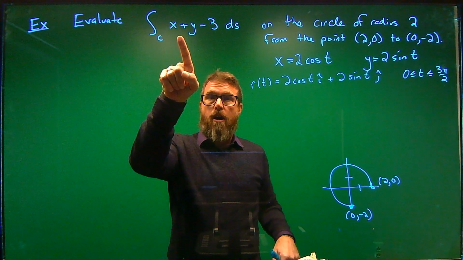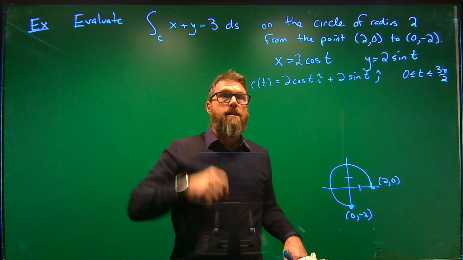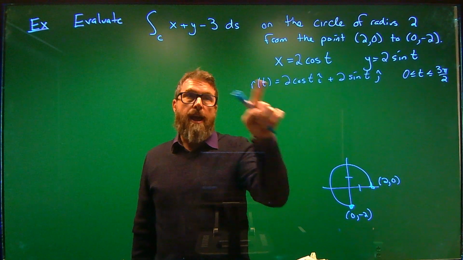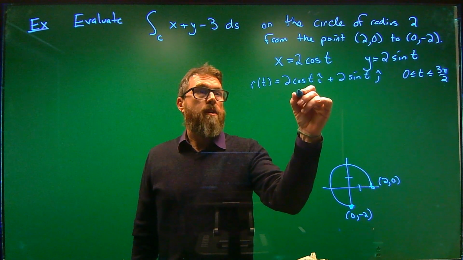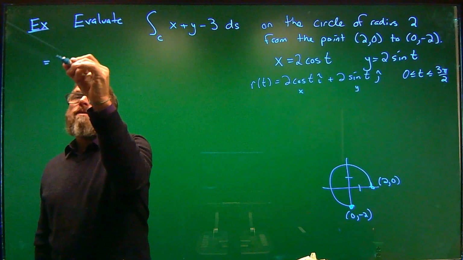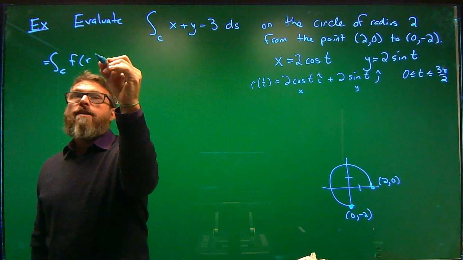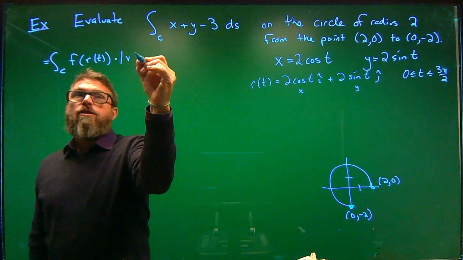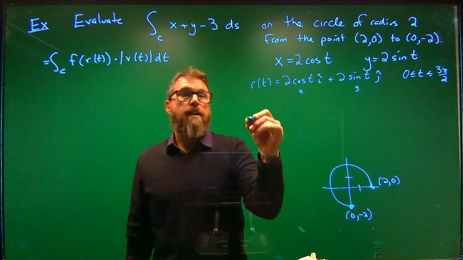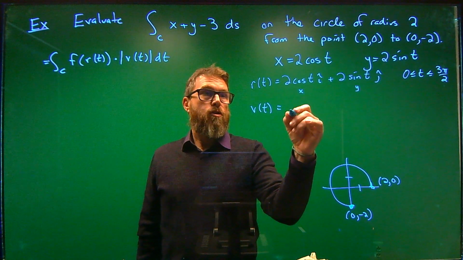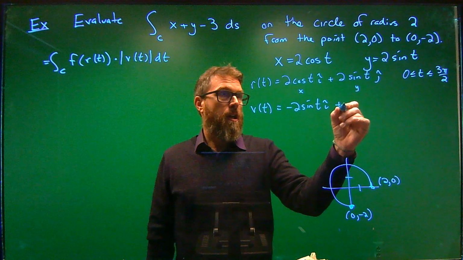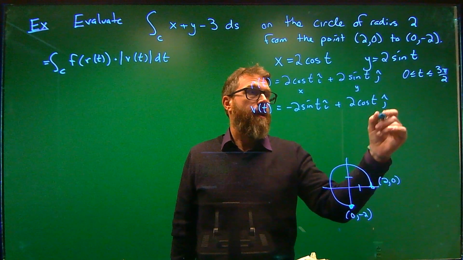Now our f of x, y in this case is going to be x plus y minus 3. So I'm going to have to evaluate this function at this curve. This is your x, and this is equal to y, which is going to go in here. Now I also know that this integral over C is equal to the integral of f evaluated at r of t multiplied by the magnitude of v of t dt. So I'm also going to have to find the derivative of r of t and then eventually its magnitude. So v of t is going to be equal to, well, the derivative of 2 cosine of t is minus 2 sine t i plus 2 cosine t j.